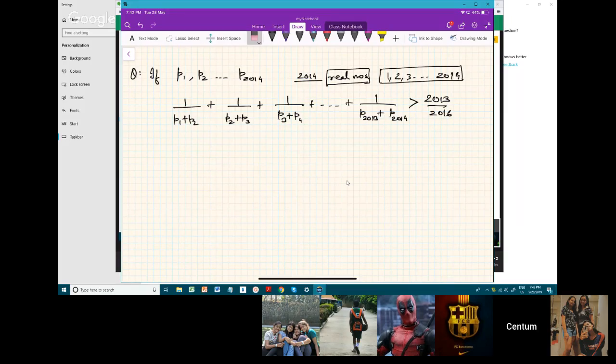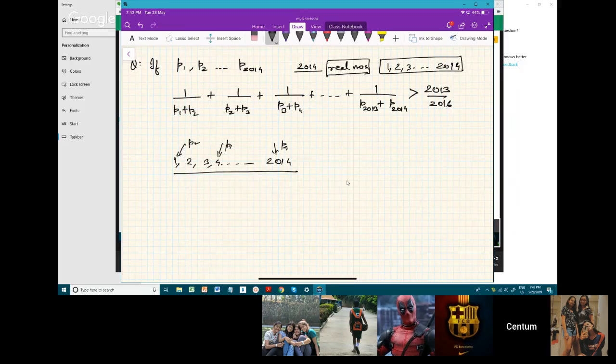How many numbers are there? Did you understand the question? The question is something like this. The numbers are 1, 2, 3, 4 till 2014, okay? And all these numbers are any. Let's say this one is P1, then this is P2, then this is P3, like that. So there are 2014 such numbers ranging from 1 to 2014. Now you have to prove this inequality.